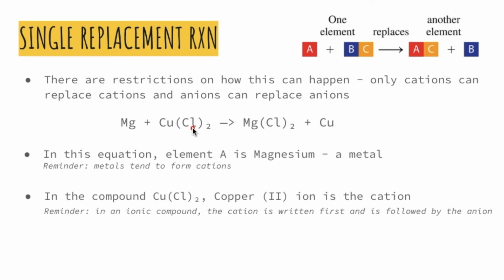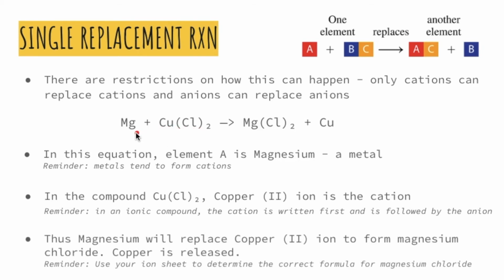Think back to when we talked about nomenclature and we were writing the formulas for ionic compounds. Remember, cations are always written first and then they are followed by the anion. So based off of this information, we know that magnesium is going to have to replace copper. Therefore, we get our new product, magnesium chloride, and copper is going to be released.